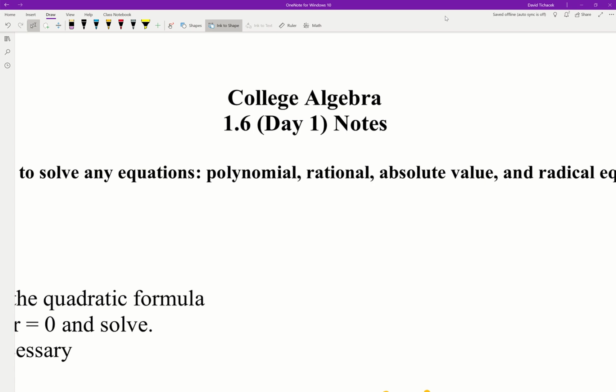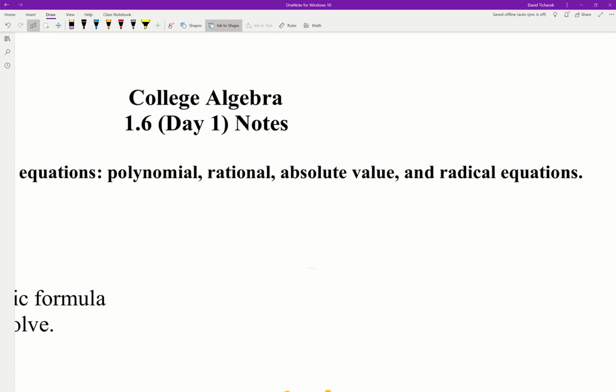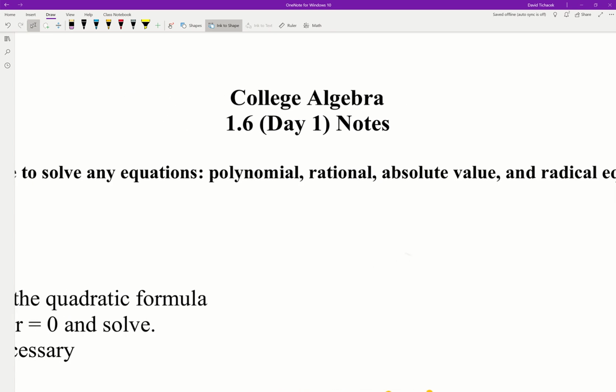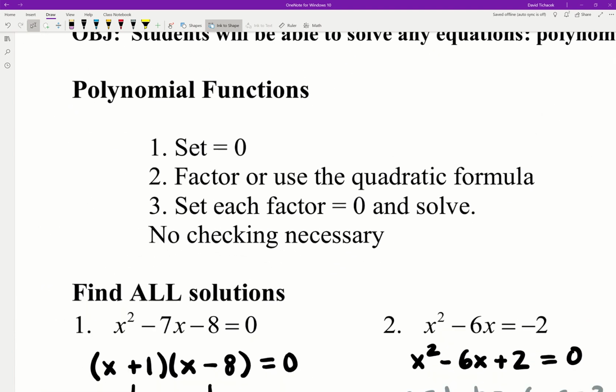So in this video specifically, we are going to take a look at polynomial equations, okay? In the remaining videos that we are going to cover here in section 1.6, we're going to talk about all these different other ones, like rational equations, absolute value equations, and radical equations. But in this one, like I said, we're going to focus specifically on polynomial equations, which the steps for those are right here, okay?